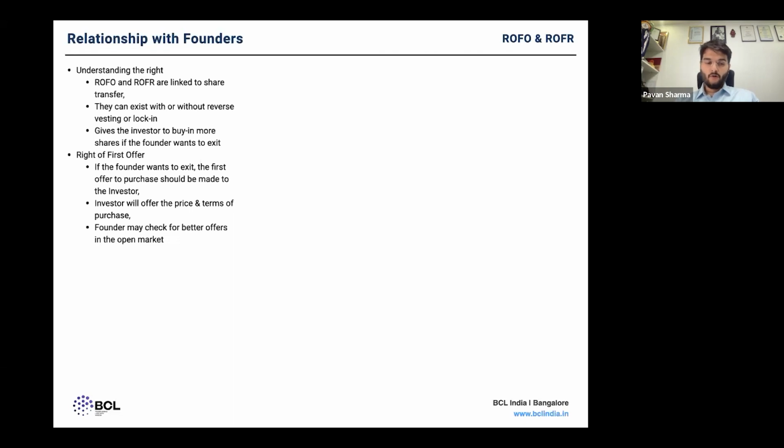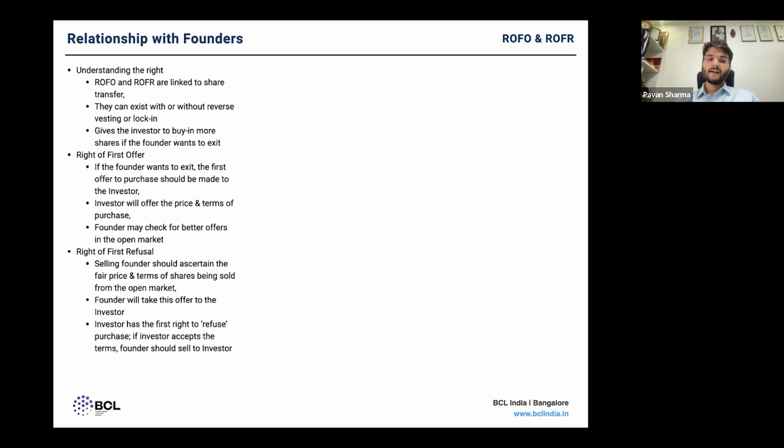And if the offer that the founder receives from the investor is not acceptable, then the founder can go to the open market and search for better offers. So the first offer will have to come from the investor. Right of first refusal works the other way. After the lock-in period is complete, the founder can go to the open market and find out terms and price at which people are willing to buy these shares, and will then have to come back to the investor with that offer, and the investor has the right of refusal. If the investor says, I'm going to match these terms, match the price, then the founder is forced to sell the shares to the investor. If the investor is not able to match or better these terms, then the founder has the right to sell the shares to a third party.